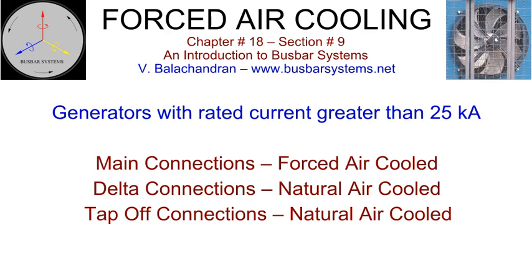The current rating of delta connection of an isolated phase bus is likely to be less than 25 kA in most of the units. Should it be exceeded for an unusually large rating of the unit with rated line current above 43.3 kA, it can still be designed to operate under natural cooling since there are no space constraints in the outdoor area where these are installed. The tap-off connections are always designed for naturally air-cooled criteria.